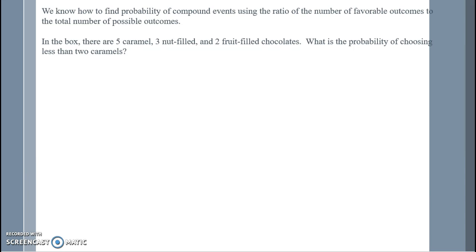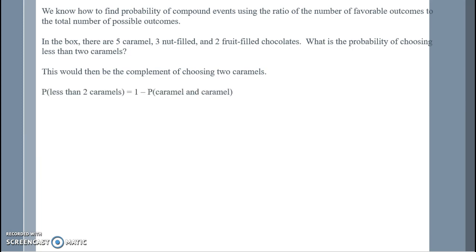Okay, keeping the same scenario, what is the probability of choosing less than 2 caramels? So this would then be the complement of choosing 2 caramels. So the opposite of choosing less than 2 would be choosing all caramels. So what we can do is the probability of choosing less than 2 caramels is equal to 1 minus the probability of choosing a caramel and a caramel. So we don't have to write out all those pluses. It could save us some time here.